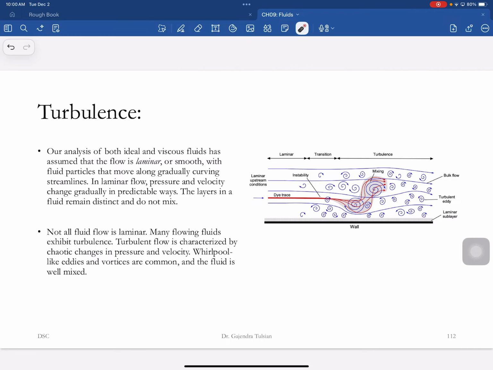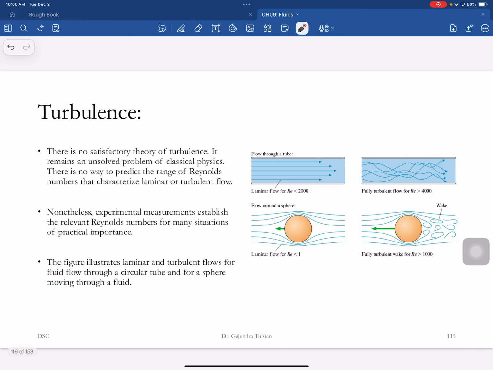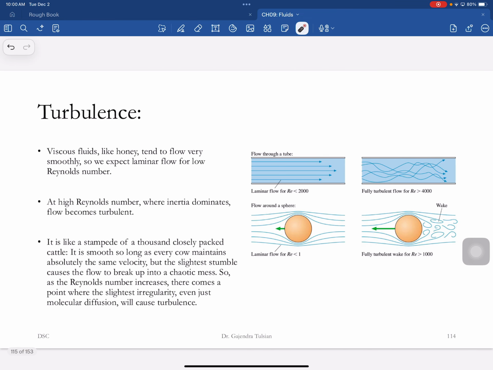All right, now we'll talk about turbulence. Whenever a doctor uses a stethoscope, what they're looking for is turbulence. This is turbulent flow. So let me get a better picture. This is turbulent flow.